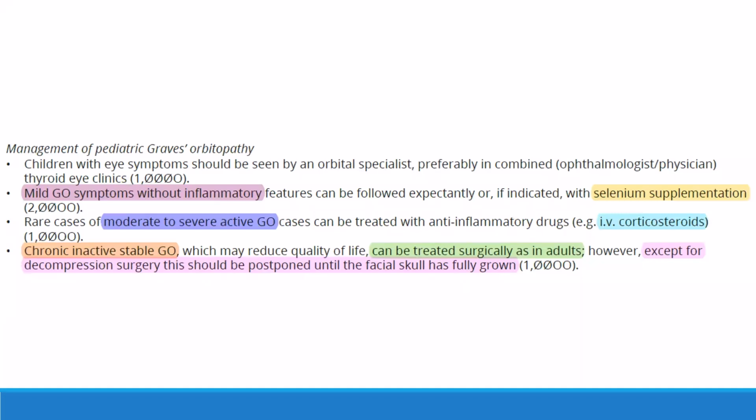A chronic inactive stable Graves' orbitopathy may reduce the quality of life. It can be treated surgically as in adults, but decompression surgery should be postponed until the facial skull has fully grown, and this is important.